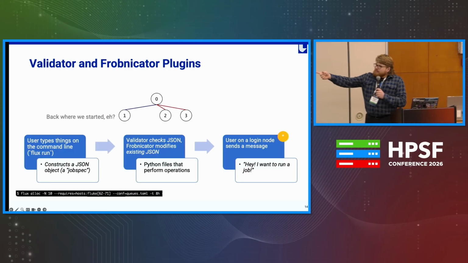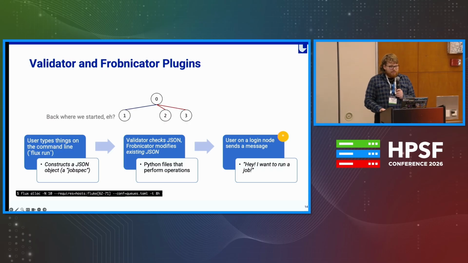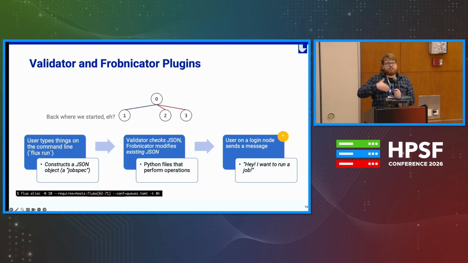This last box on this slide, you'll notice we're kind of back where we started a couple previous slides ago, but before that message that is the user's job ever gets transmitted, we also have the ability to add plugins to the command line. So the user never really sees their message unless they're really interested. They just type things on the command line like flux run and with their flags, and what that does is it actually starts a Python script as them and constructs a JSON object called a job spec.